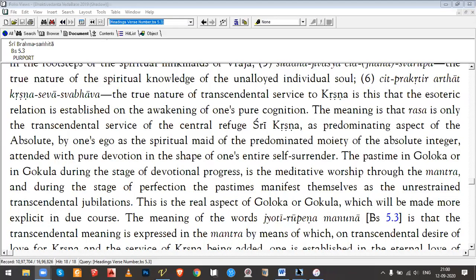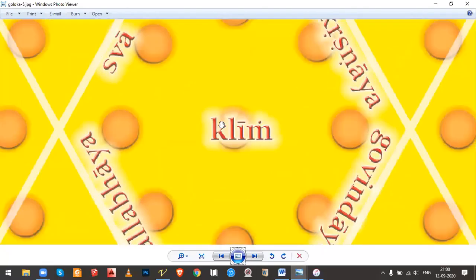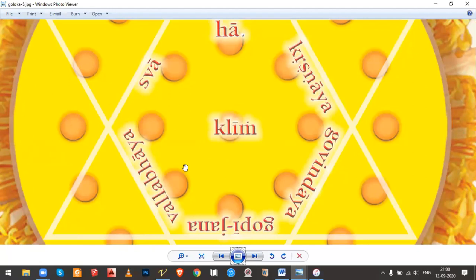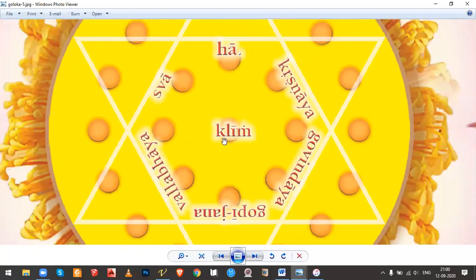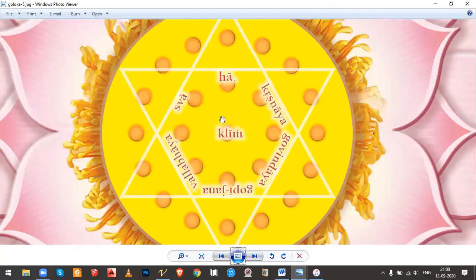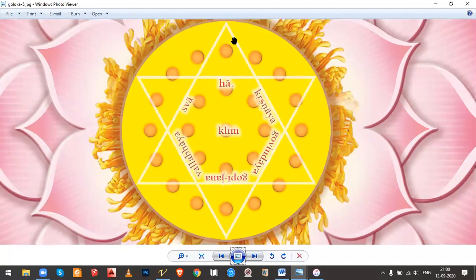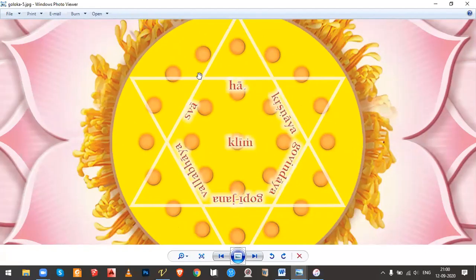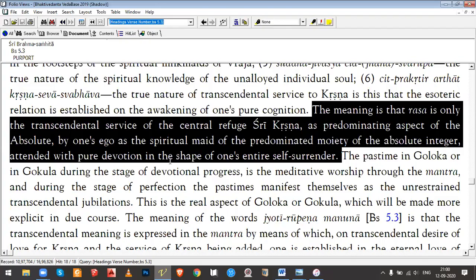Okay, let me see this diagram. Here, this mantra represents Radha and Krishna. And here, the triangle, predominated and predominating aspect, represents the actual relation of the Supreme Lord and the servant. So this is all depicted in the yantra in that way. So, okay, we'll go back to the purport.